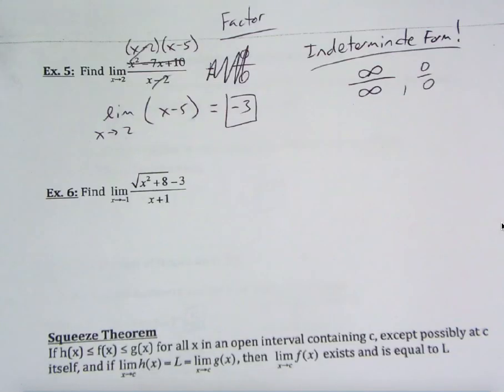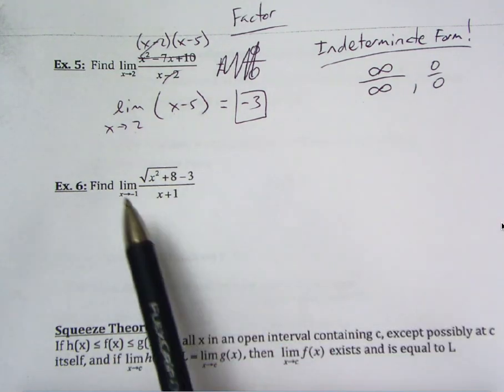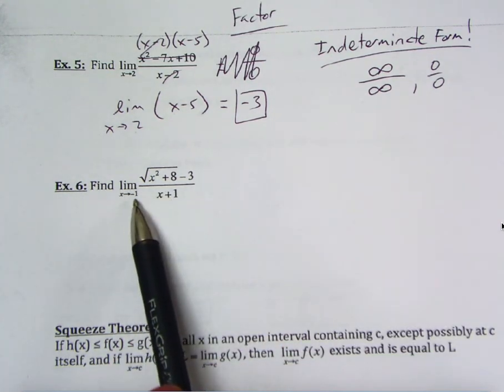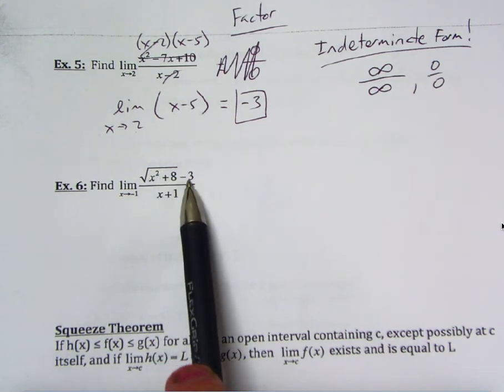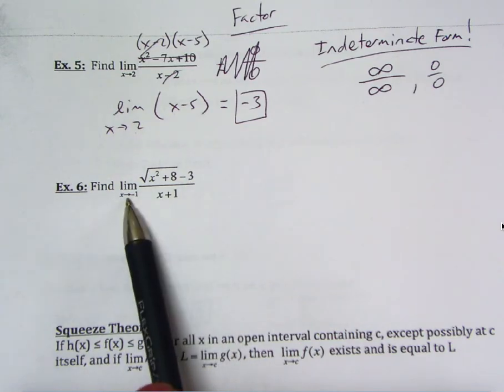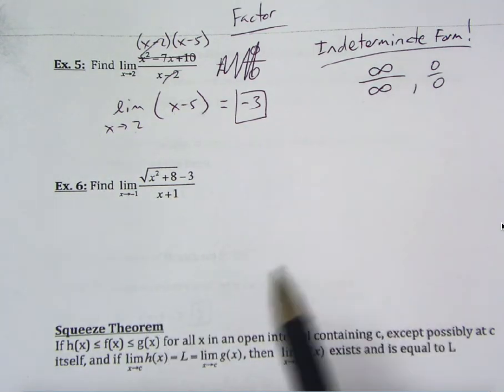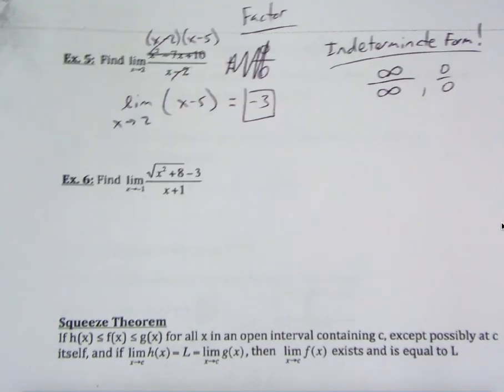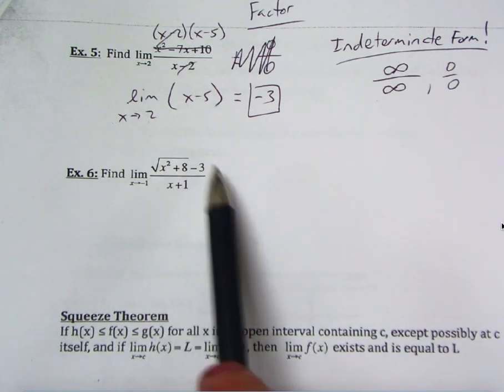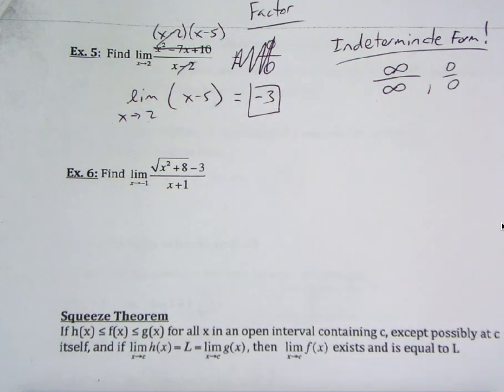The next thing, so I'm going to try direct substitution. So I plug negative 1 in, and I'm going to get 1 plus 8 is 9. Square root of 9 is 3. 3 minus 3 is 0. So I get 0 on top, and then 0 on bottom. So I get 0 divided by 0, indeterminate. But I don't just say the limit doesn't exist. What I now want to do is see if there's another analytic way to deal with this. Now there's nothing to factor, so I can't use what we did here.